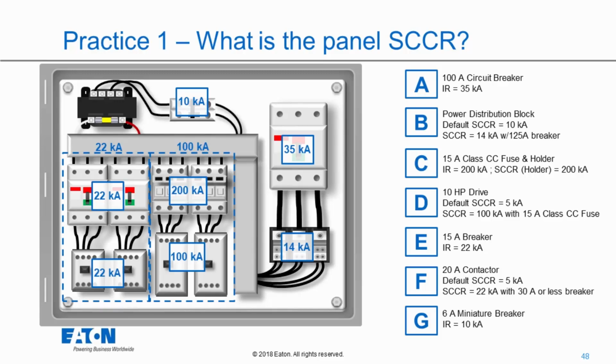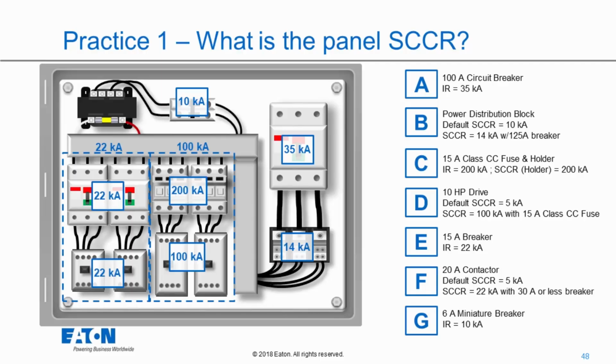That's feeding this 10 horsepower drive. Default 5 kA or 100 kA with a 15 amp class CC fuse. Am I feeding it with a 15 amp class CC fuse? Yes, I am. Therefore, the short circuit current rating of that drive is 100 kA, and the short circuit current rating of that branch is 100 kA.